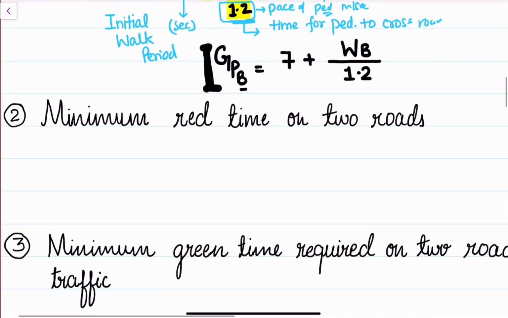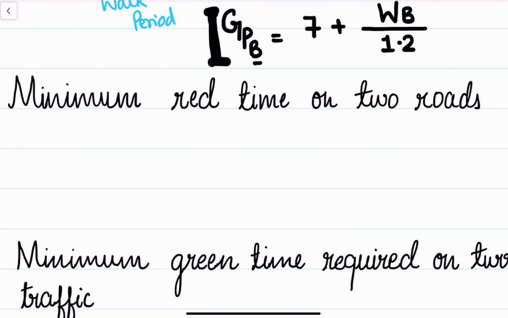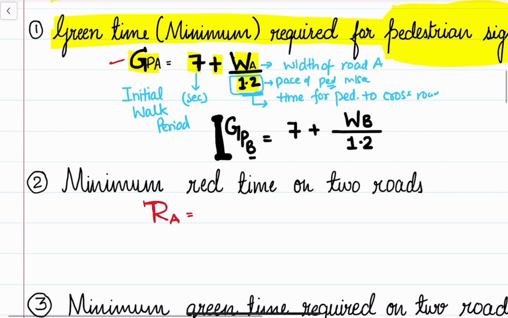Just now we have discussed for the vehicles on road A, if we take the pedestrian green time, the red light at A will be equal to what? Will it be equal to GPA or GPB? Just think about it. It will be equal to GPA, that is the green time for the pedestrian at A. It makes sense, no? When the pedestrians are moving at road A, of course the vehicle should not move at road A. So this will be the red time at road A.